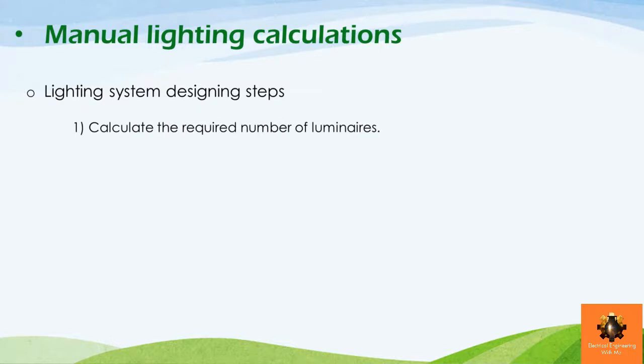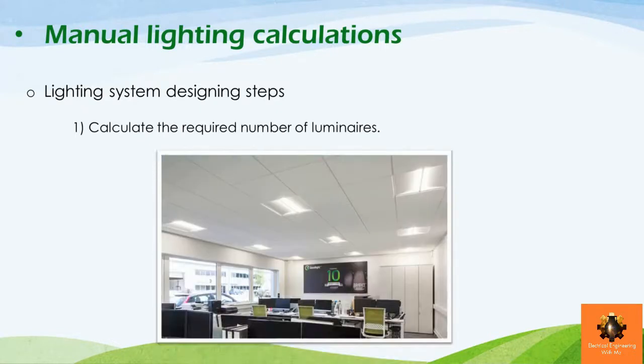So let's go ahead. First of all, we need to say that for the manual lighting system design, there are some manual steps we use for designing any lighting system. And the first step of them is to detect the total number of luminaires required for any place. So if we have a room and we need to make a lighting system for that room, the first thing we will do is to calculate the total number of luminaires which we will use in that room.